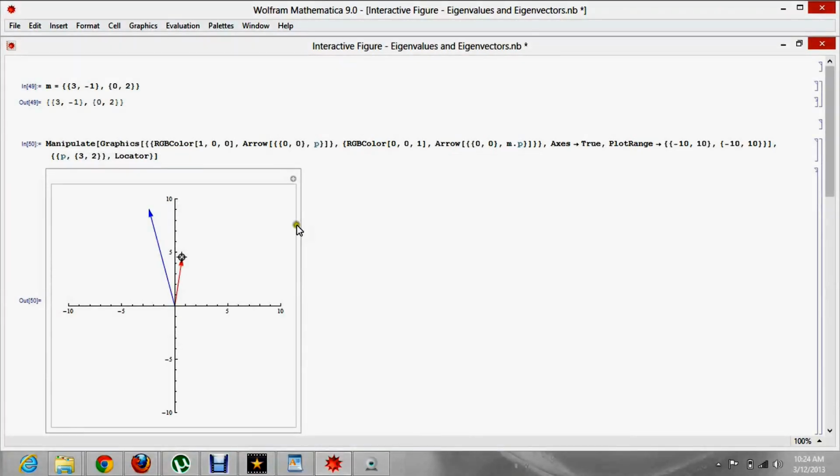All right, so here's our matrix. I've input the matrix already, 3, minus 1, 0, 2. This was a triangular matrix. We discovered that it had two eigenvalues, 3 and 2. The eigenvector corresponding to 3 was (1, 0). The eigenvector corresponding to 2 was (1, 1). Let's see if that matches when we look at our figure.